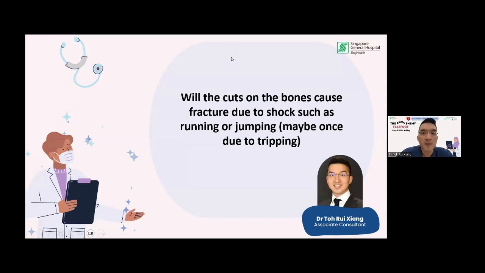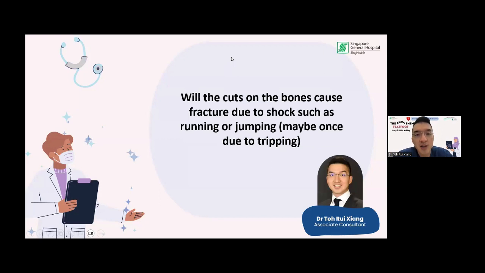Hi, so you're right. In theory, when we make cuts or drills on the bone, they do become a little bit more fragile, which is why we protect the patient after surgery. And it depends on the type of surgery we do. If we make smaller cuts, we rest them for a shorter period of time. But generally, after 6 to 8 weeks, the bone is healed and stable, and any activities that you once did are free for you to do.